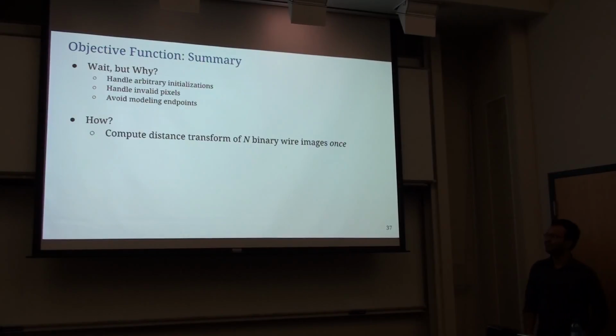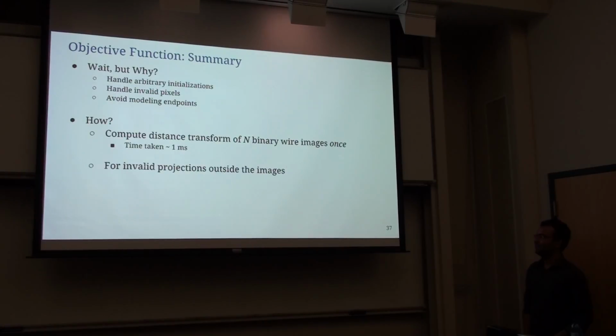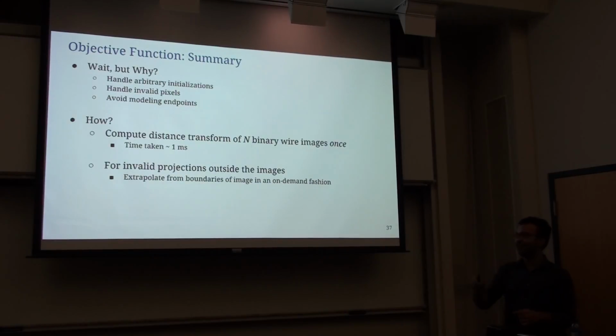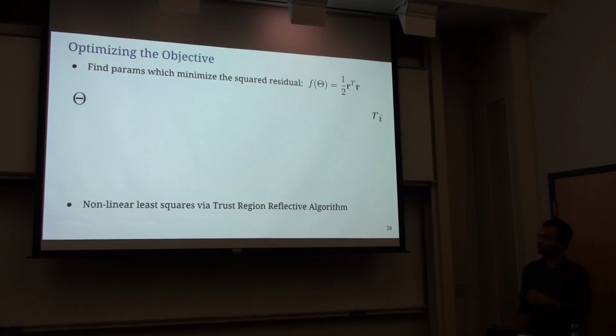How do you do that? You compute the distance transform for each of the binary images once, and it's 1 millisecond each. For invalid projections, it's infinite distance for your objective function. You do it in a non-infinite fashion by extrapolating it. So finally, we can talk about optimizing this objective.